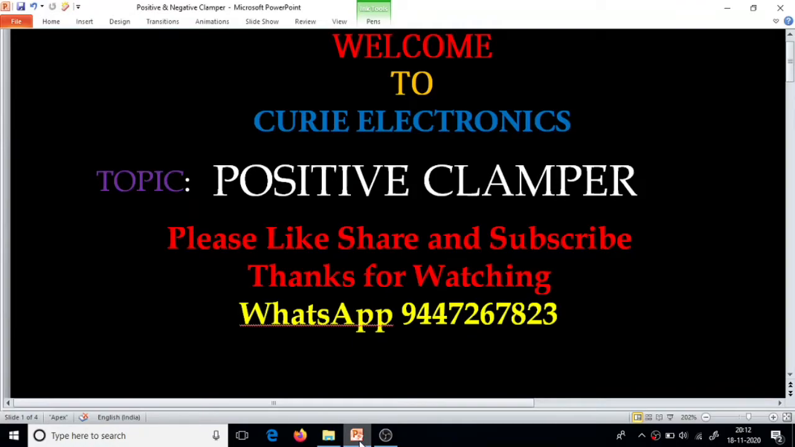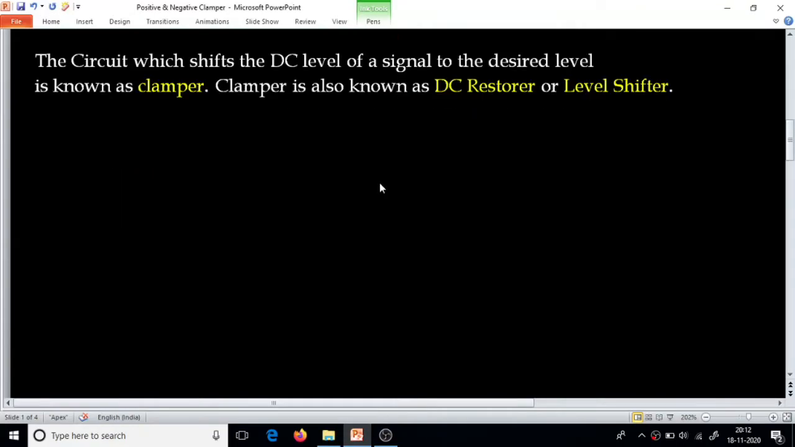Today we are discussing the positive clamper. What is a positive clamper? So what is a clamper? The circuit which shifts the DC level of a signal to the desired level is known as a clamper. A clamper is also known as a DC restorer or level shifter.